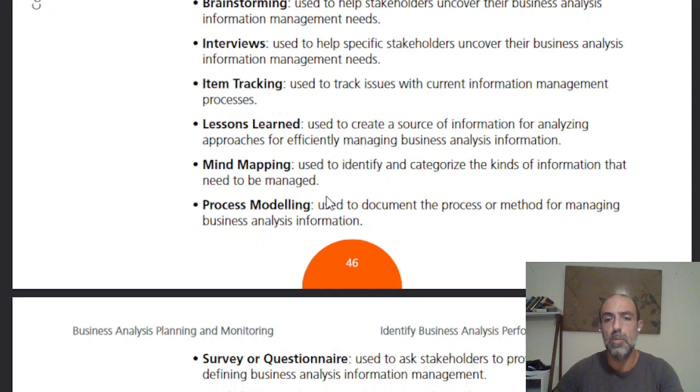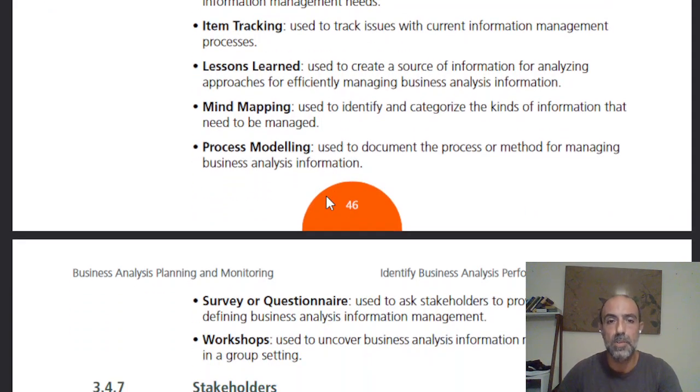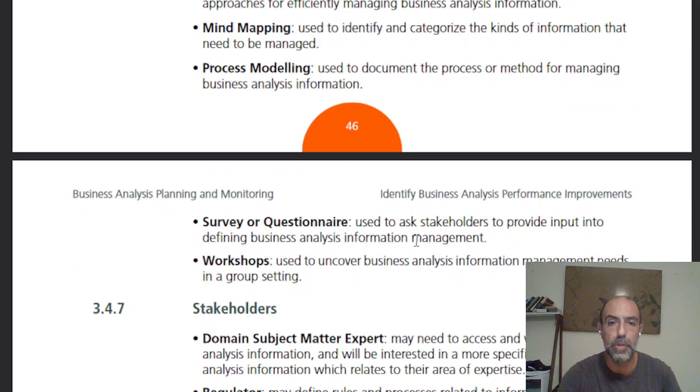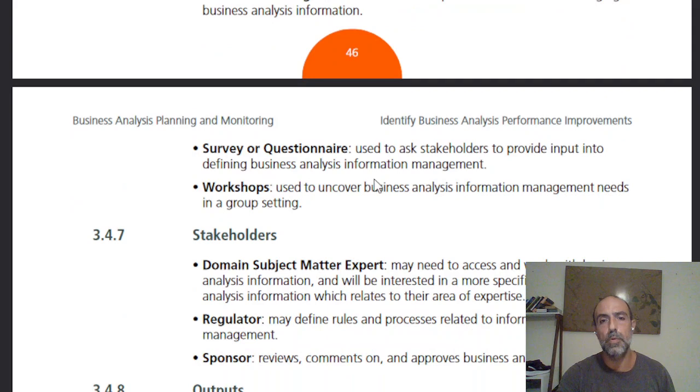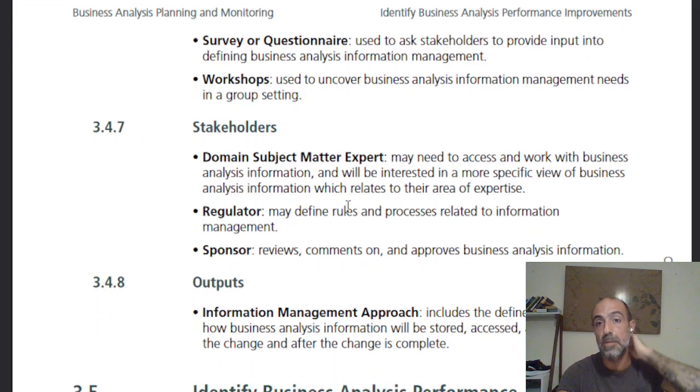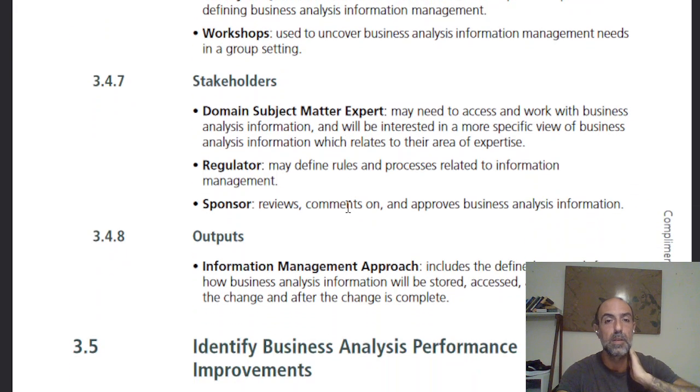Process modeling is used to document the process or method for managing the actual business analysis information. That's you following through and saying this is how we're doing this and this is how we're doing this, and then eventually reflecting on it and going like, this needs this, this needs this. A survey or questionnaire, again, asks stakeholders to provide input into defining business analysis, and workshops are used to uncover business analysis and information management needs in a group setting.